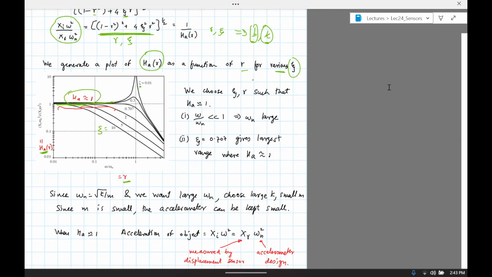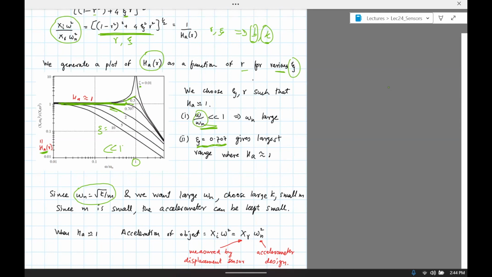You can see that happens when R is less than 1. This is 1, and here it is much less than 1. Here it is 1. And then I can also choose psi to be 0.707, because you can see that 0.707 seems to be the one which stays almost close to 1 for the longest possible R. This one deviates, this one also deviates, but this one stays 1 for a fairly large range. So I choose HA to be 1.